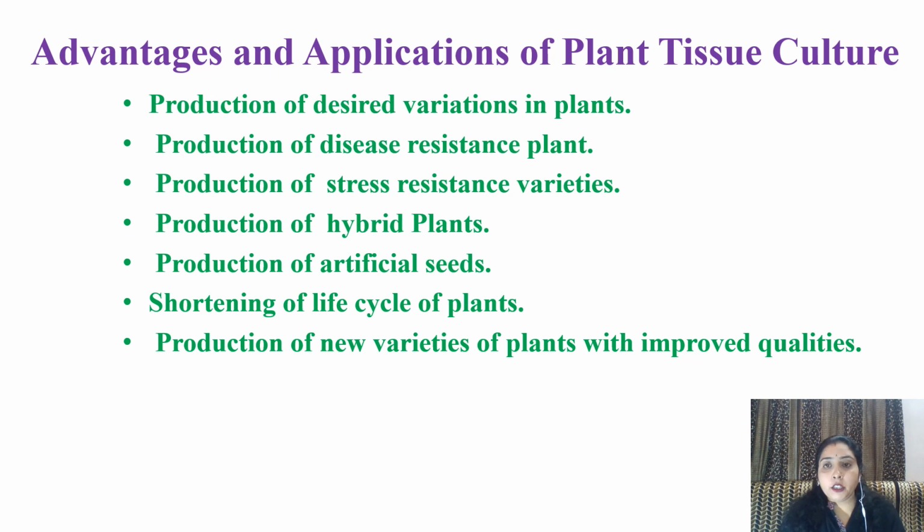Advantages and applications of plant tissue culture. Production of desired variation in plants. We can put all the good qualities in one single plant with the help of tissue culture technique. Production of disease resistant plants. Production of stress resistant varieties. Production of hybrid plants having good qualities from two different parents in a single plant. Production of artificial seed, as I had told you. Shortening of life cycle of plants. Production of new varieties of plants with improved qualities.